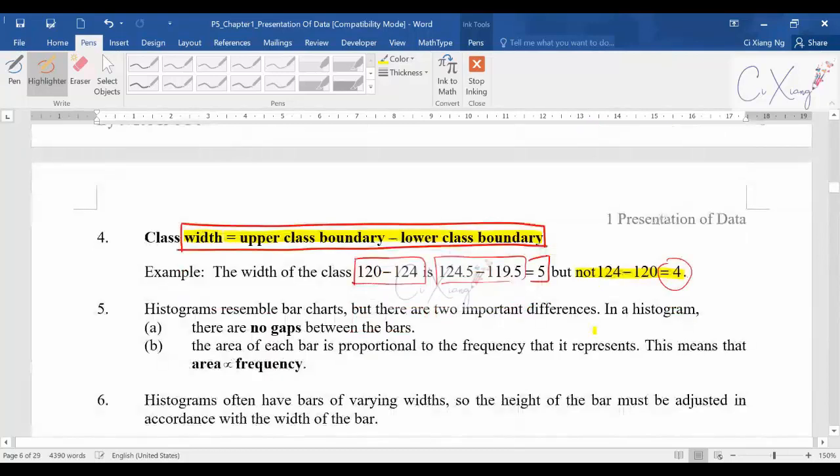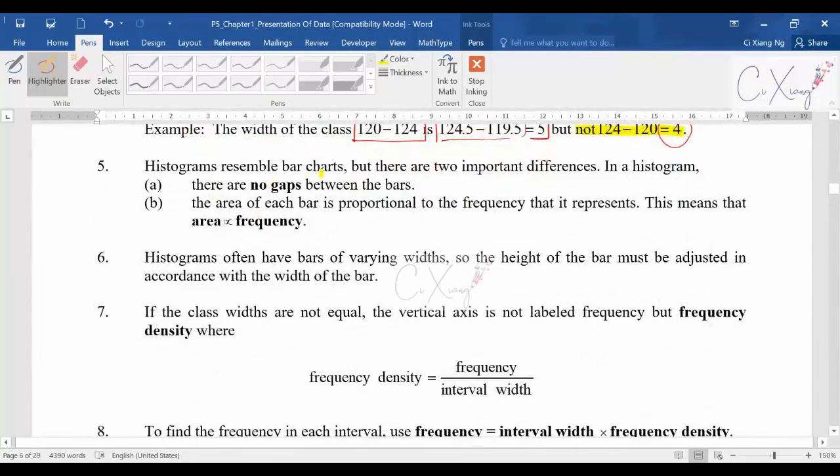Then the next one. When we talk about histogram, generally it looks like a bar chart, but actually there are some important differences. In a histogram, there's no gap between the bars. I think I told you just now already. And another thing is you need to know the area of the bar is proportional to the frequency, which means the value of the frequency and the area of the bar are proportional to each other. What does it mean? Later I will explain it to you when we learn some concepts later.